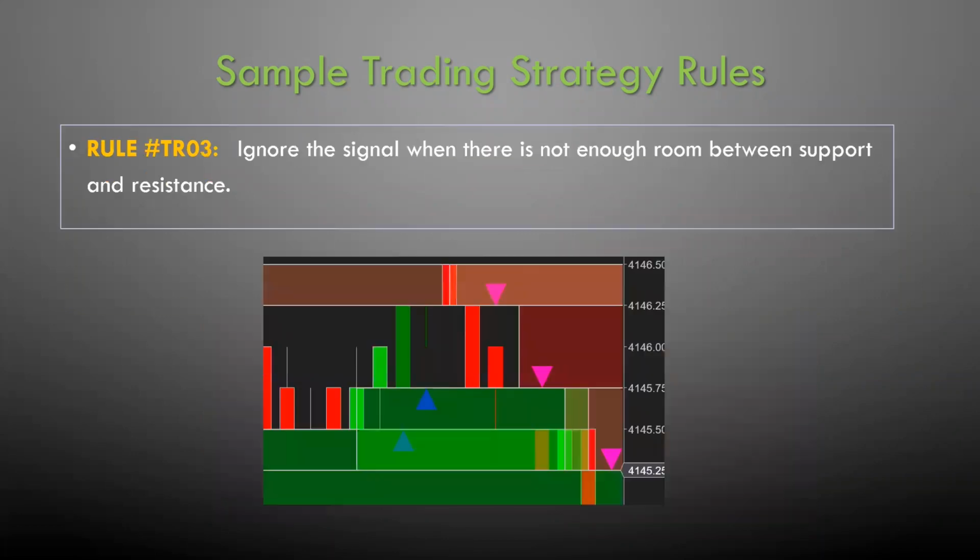And here's rule number 3: not enough room between support and resistance. Again, if you get the short signal and you're already selling into buyers, that's not a good idea.